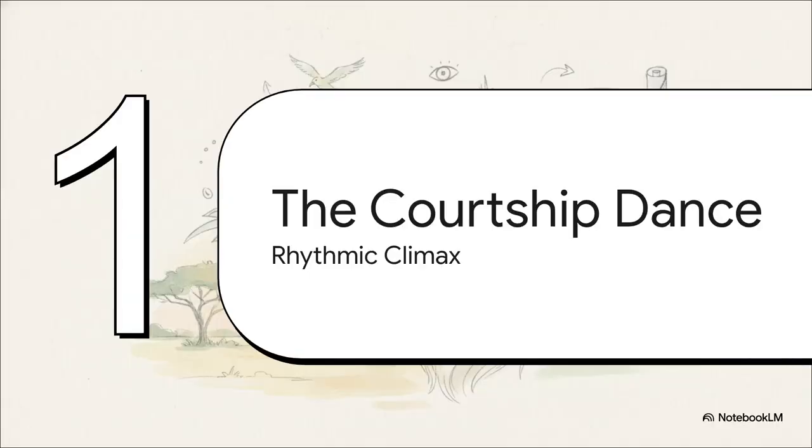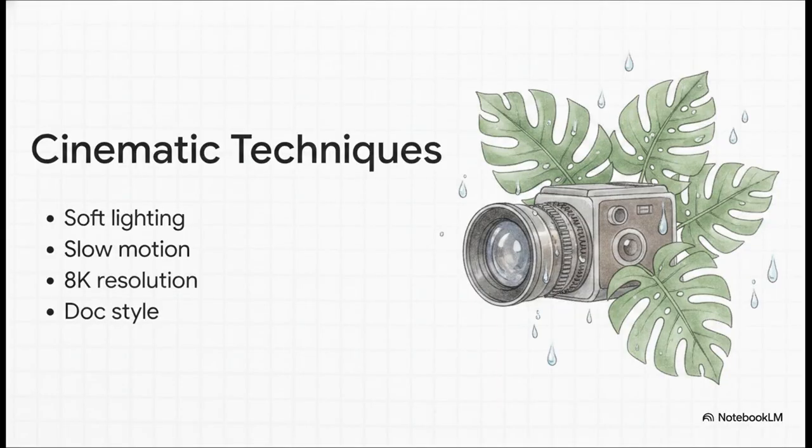Moving on to Section 2, the courtship dance, rhythmic climax. Let's be clear, this is not just your everyday raw nature recording. It's totally elevated into a documentary masterpiece using soft cinematic lighting that just beautifully highlights the lush environment. It uses slow motion shots to give a real sense of weight to every single movement. And of course, it's all captured in ultra-realistic 8K resolution. It's exactly the specific combination of techniques that transforms what could just be a bird out in the rain into a breathtaking, highly produced work of art.